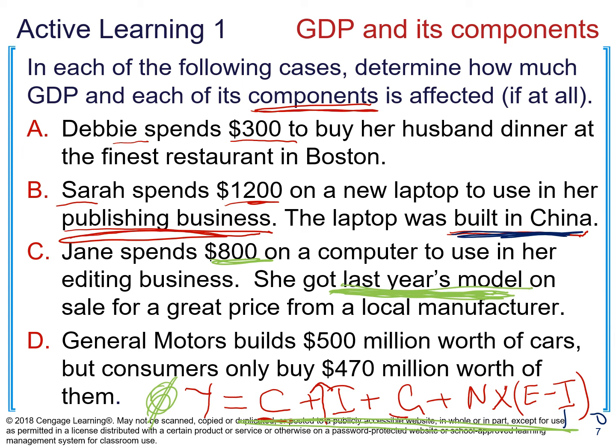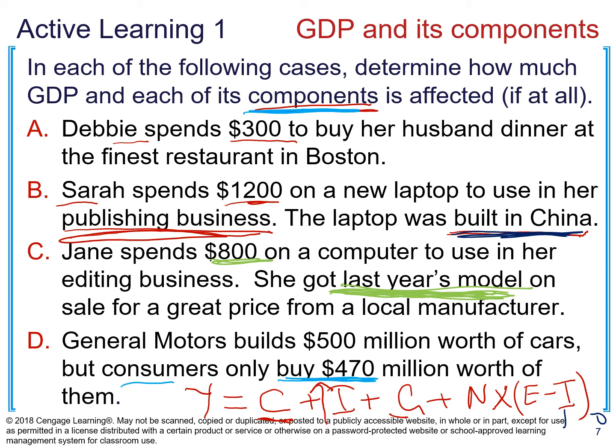Okay, the very last one. This is probably a little bit more complicated and we need to pay attention. So here you go. General Motors builds $500 million worth of cars, but consumers only purchased $470 million worth of cars. So how is this all going to be affected or recorded? Remember, we need to see which component is affected and how this influences our GDP. So since they built $500 million worth of cars, it seems to me that GDP has to be affected by this amount, isn't it? Consumers purchase only $470 million worth of cars.